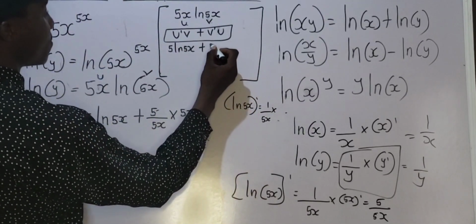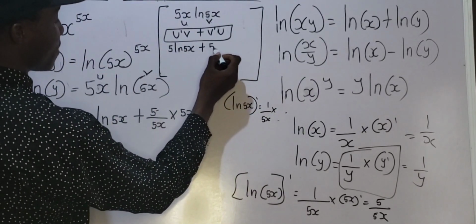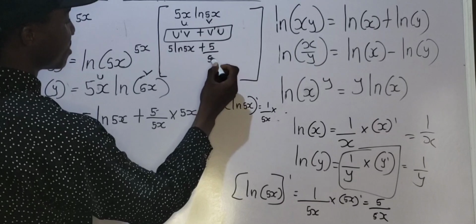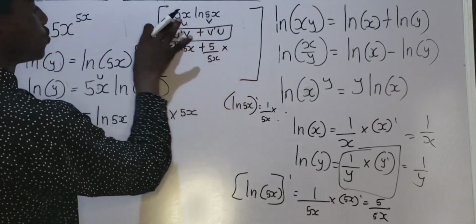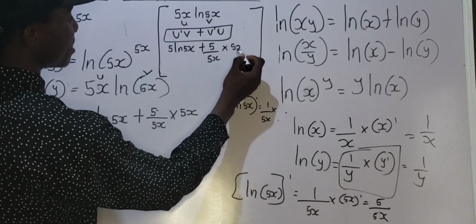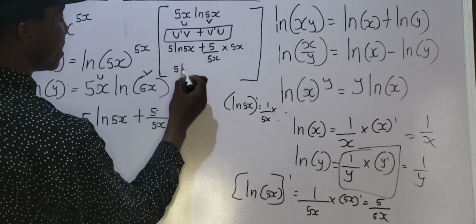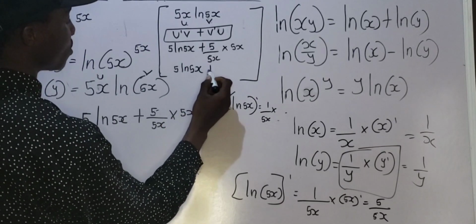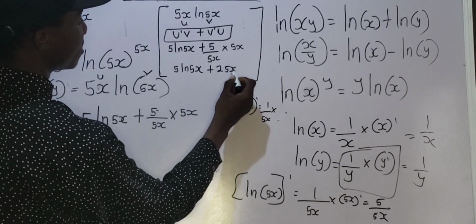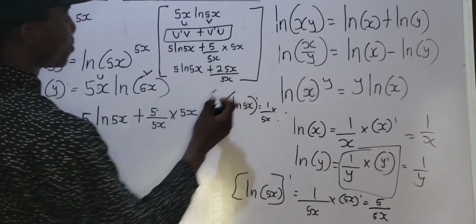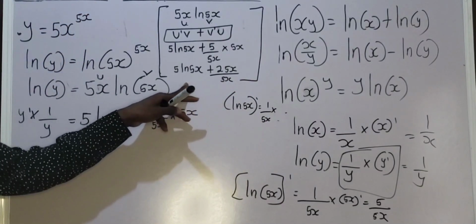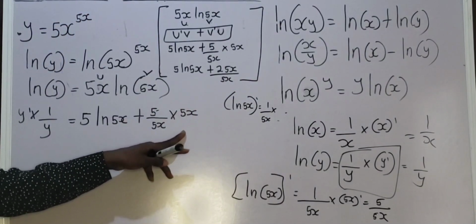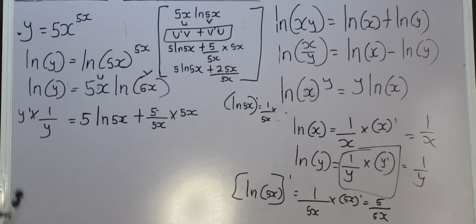So for this, I have 5 over 5x multiplied by u. u is what? 5x. So I'm going to have 5x here. So for this, I'm going to have 5 ln 5x plus 25x over 5x. So that is how I arrive at this answer. You understand? So please, if you didn't understand what you have learned from our previous class, it's very, very important that you go back.